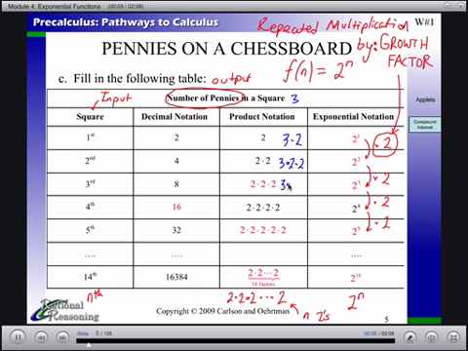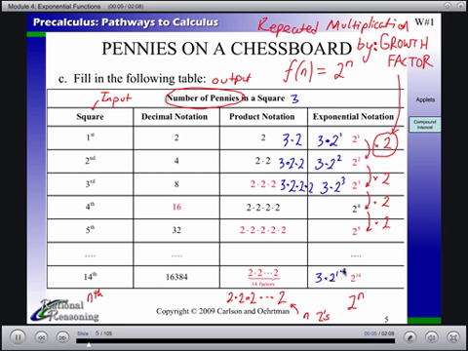What happens to the 3? We just get one of them, right? So the 3 will not play into the exponential notation because we always just have one of them. So on the first exponential notation, 3 times what? How many 2's? 1. Second square. Right? Third square. How many times 2? Okay, 14th square.